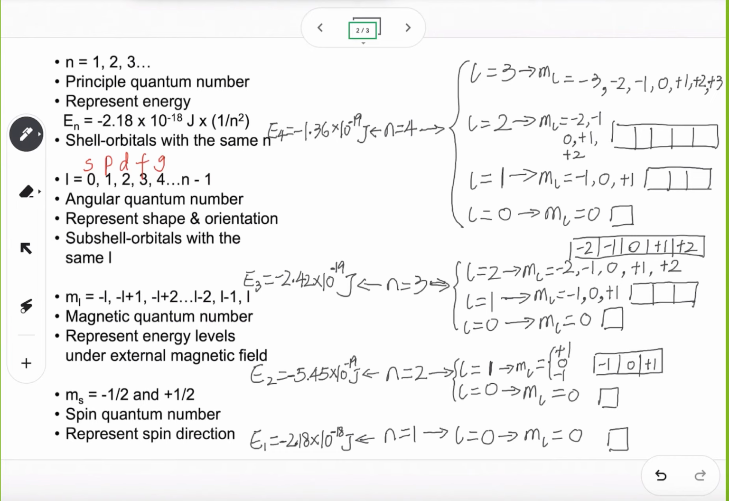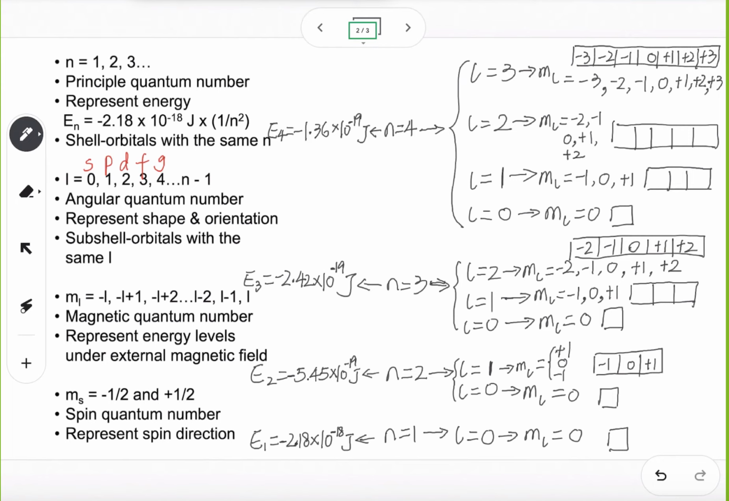Now if you count from -3 to +3, there are a total of 7 different values for ML. So in this case, 7 atomic orbitals can be defined. 1, 2, 3, 4, 5, 6, 7 boxes. That means 7 atomic orbitals. Again, if you want to label them: -3, -2, -1, 0, +1, +2, and +3. All right, so we are almost done.